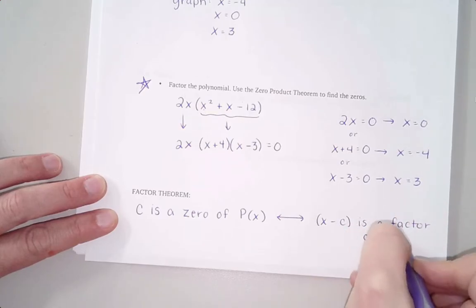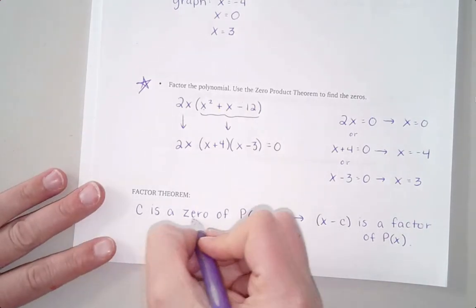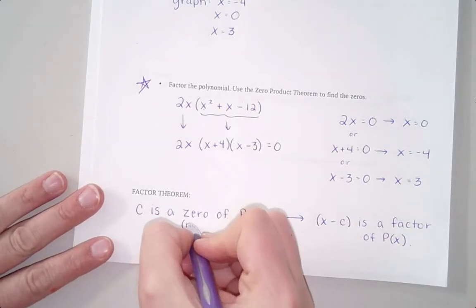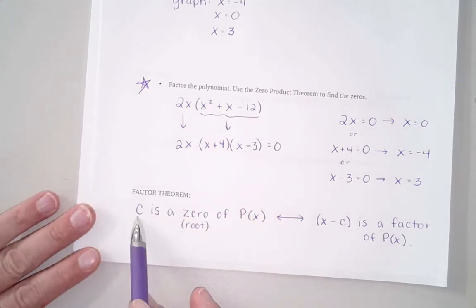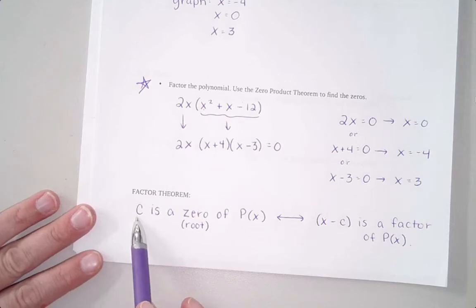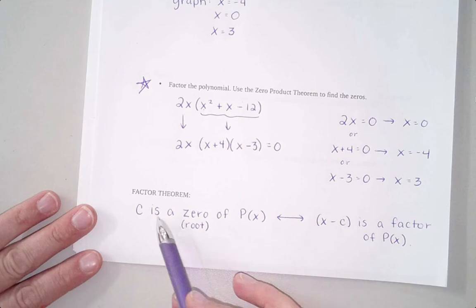So P of x really represents the polynomial, right? And then also I want to point out that zero and root are the same thing, okay? So if you know one of the zeros or one of the roots, you can automatically get the factors. And if you know one of the factors, you automatically can get the roots.